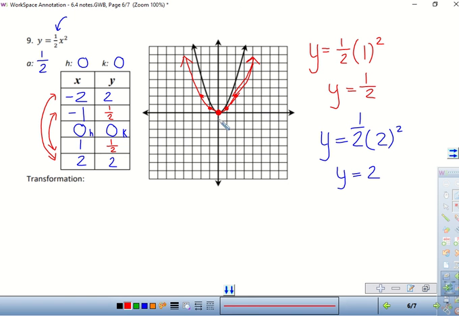So, does everybody see why it's a compression? Yeah. It got squished, right? So this is a vertical compression of how much? 1. Of 1/2.